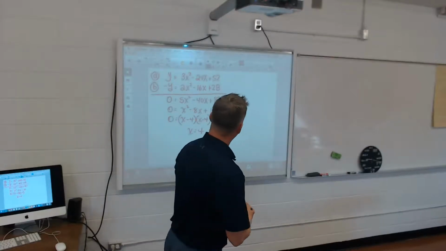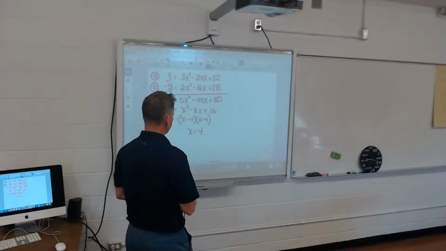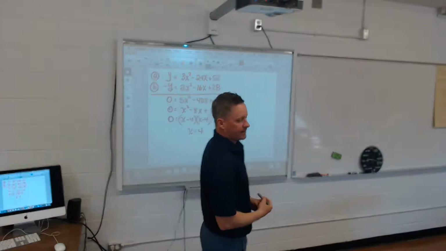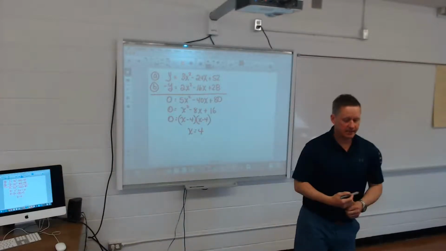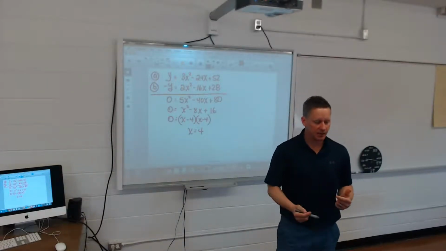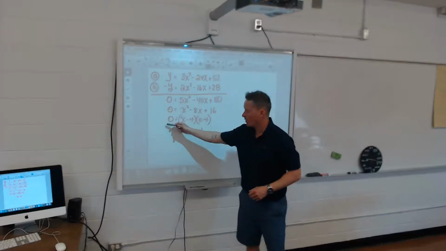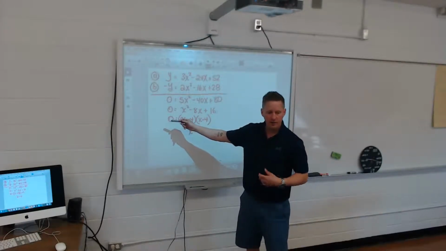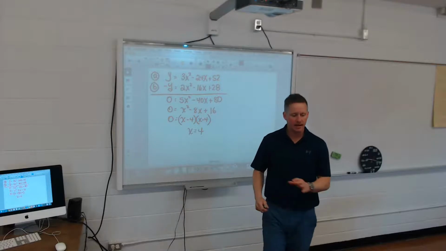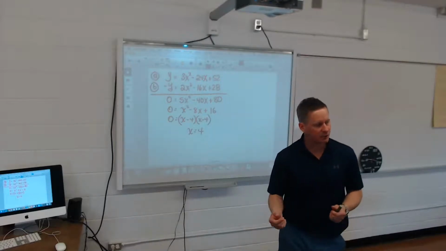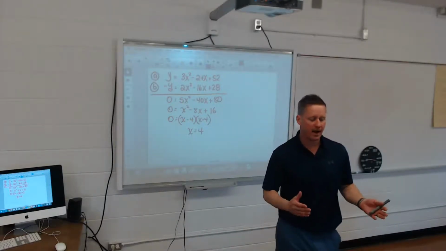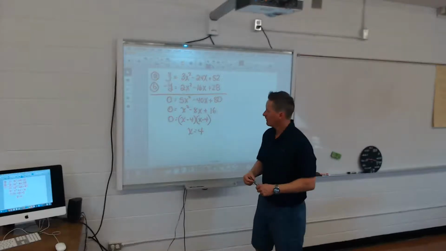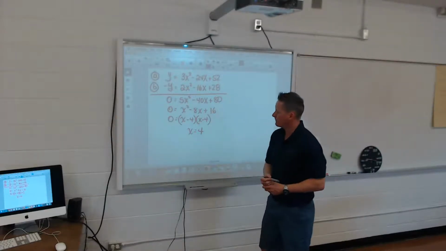Go ahead, Amber. Once you factor out the 5, you don't have to keep it anywhere within the question. That's correct, because it's a solving question, because it's an equals to 0, I can divide it out. 0 divided by 5, I can divide it and get rid of it. Now, if I was asking you just to simply factor, you would have to keep it as part of your solution. But because it's equals, I can get rid of it.